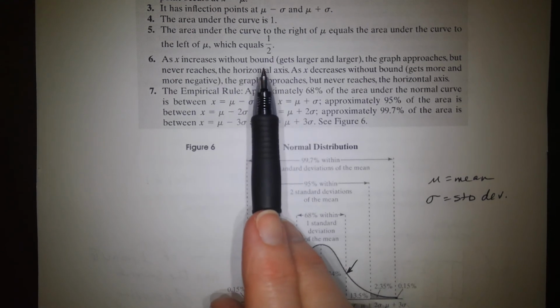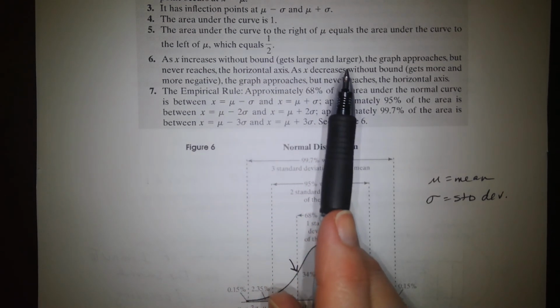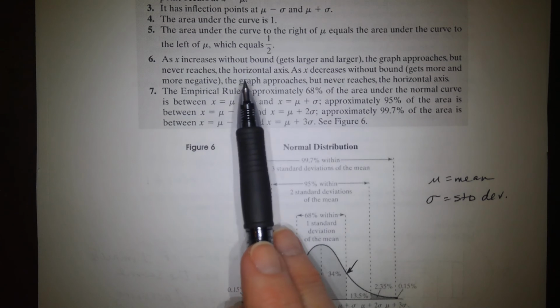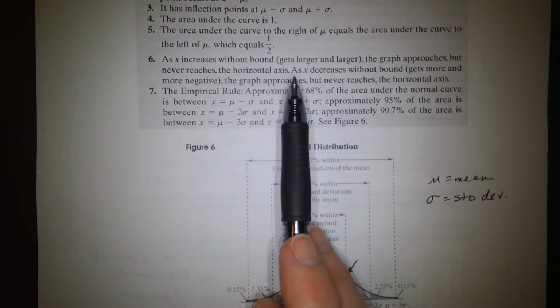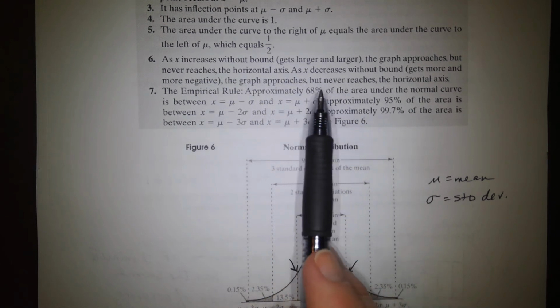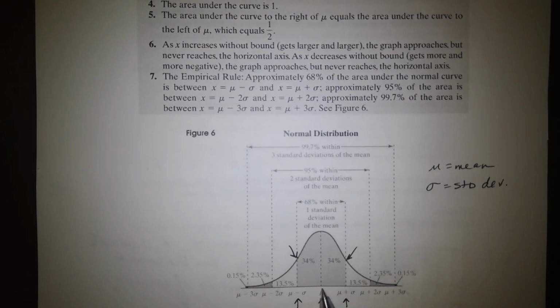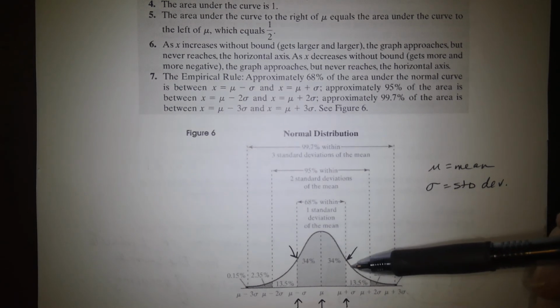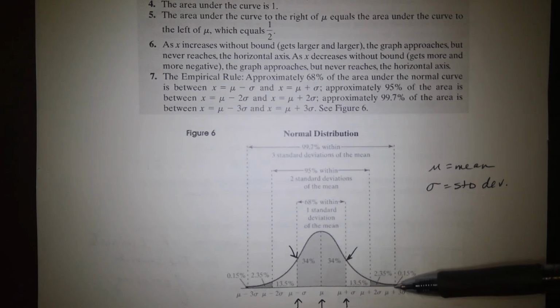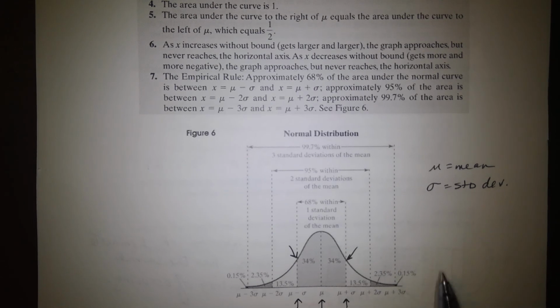As x increases without bound and gets larger and larger, the graph approaches but never reaches the horizontal axis. As x decreases without bound, the graph approaches but never reaches the horizontal axis. So over here, as x gets larger and larger and larger, you'll see that this graph is getting closer and closer and closer to the x-axis, but it never actually touches the x-axis. Theoretically, the x-axis and the graph go out forever and ever and ever, and there will always be space in between them.